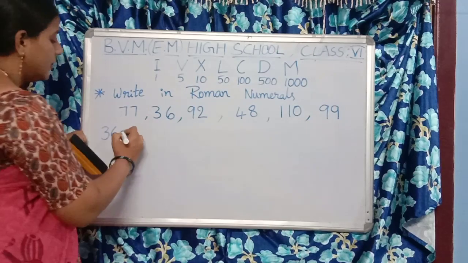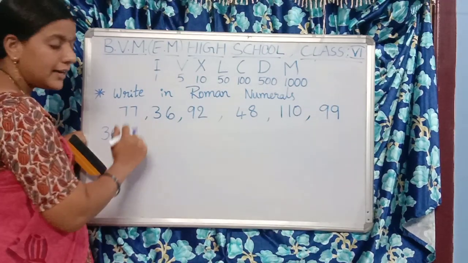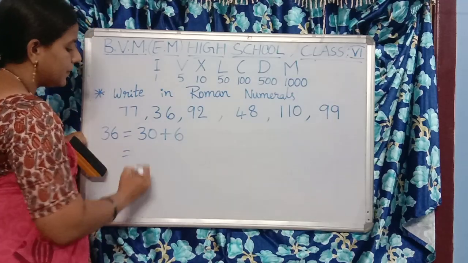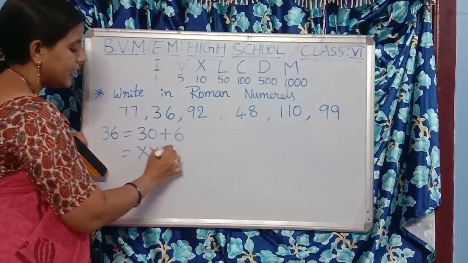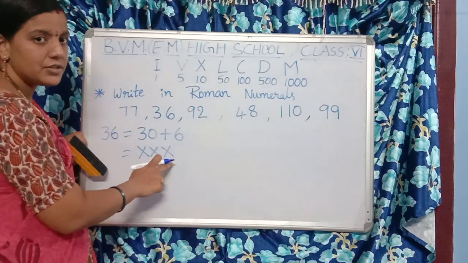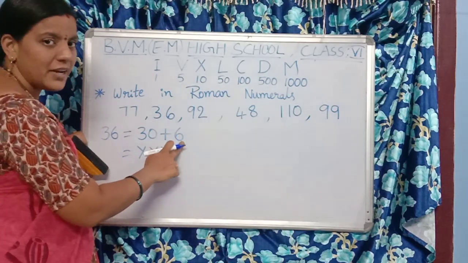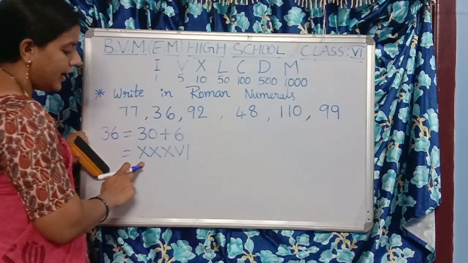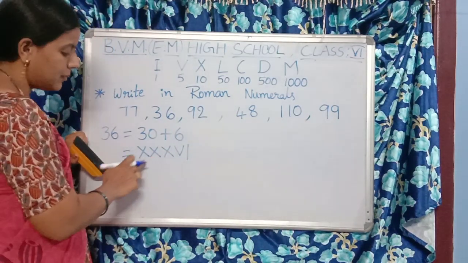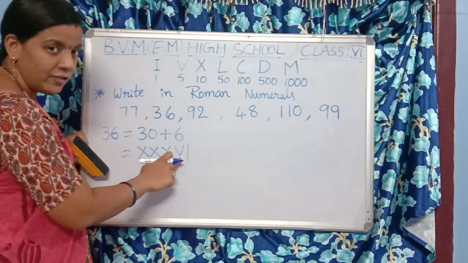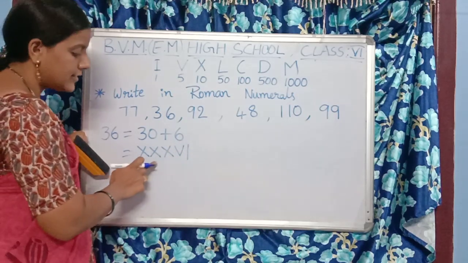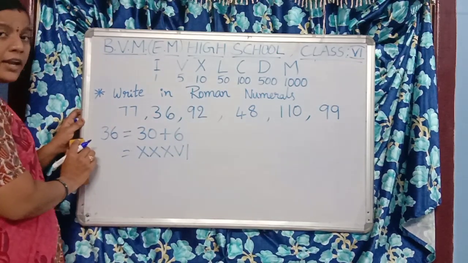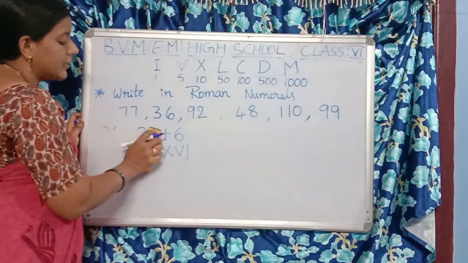36. How should we write this 36? 30 plus 6. 30 means X, 10 plus 10 plus 10. Next, 6 means V after I, VI. XXXVI: 10 plus 10 plus 10 plus 5 plus 1, 36. Okay, note down. Next one.